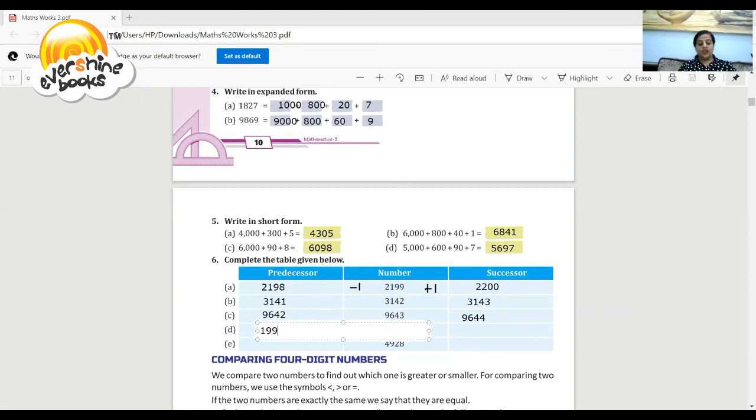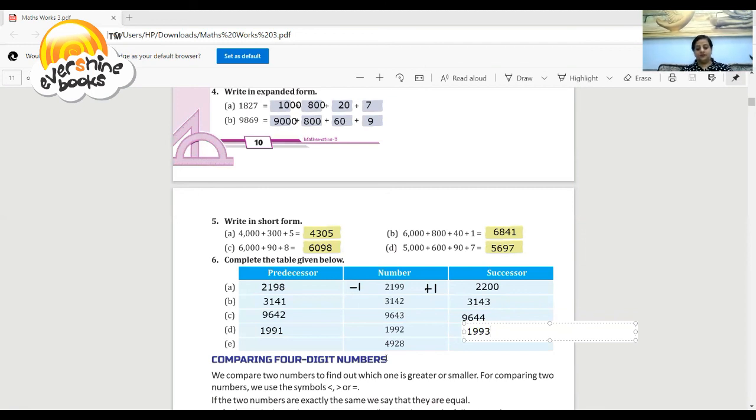1992. So 92, before 92, what comes? 91 comes. So it will be the answer. It will be the predecessor. And if we add 1, the answer will be 1993. So simple it is.